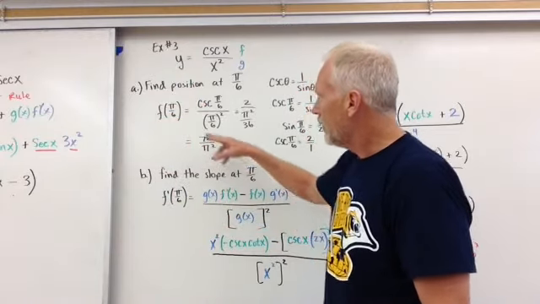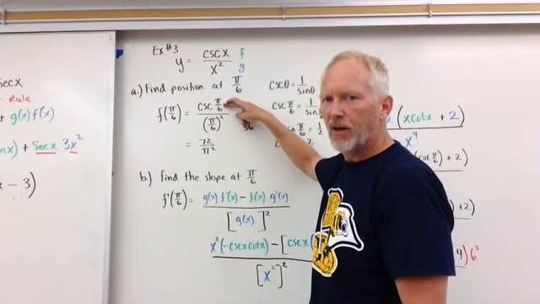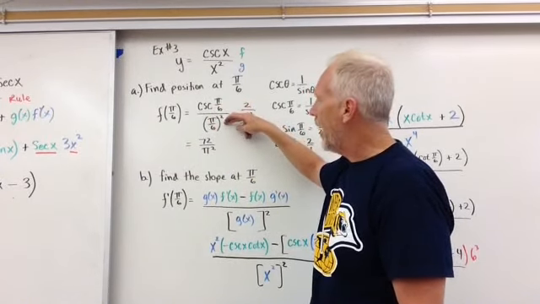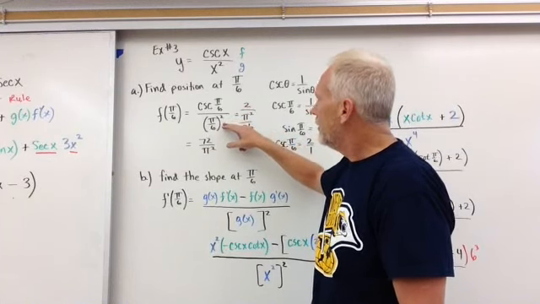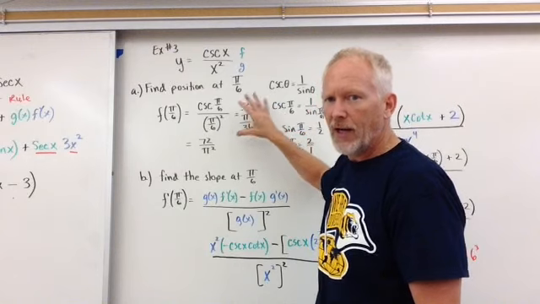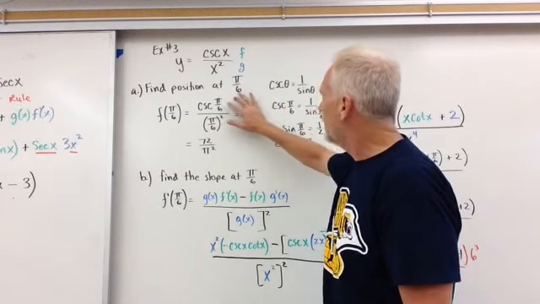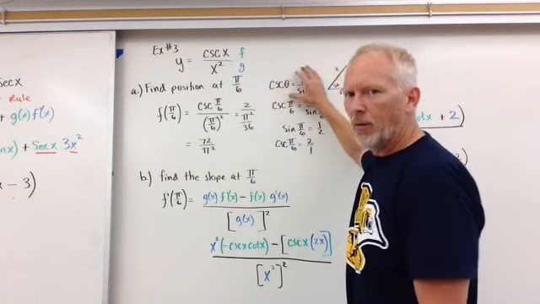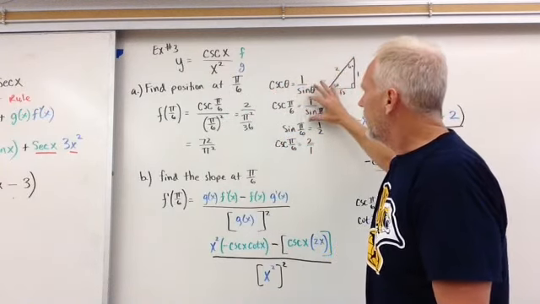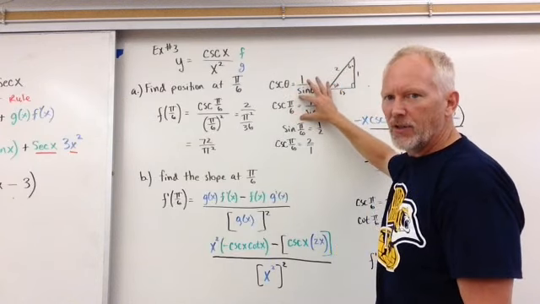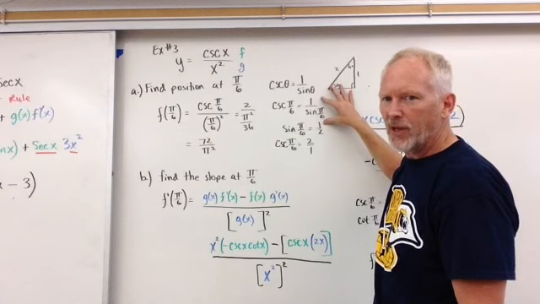So f of pi over 6, well, it's the cosecant of pi over 6 divided by pi over 6 squared. I haven't taken any derivatives. This is just the position now. So the cosecant, let's see, I'm going to come over here. Cosecant is 1 over sine. Cosecant of pi over 6 is 1 over sine of pi over 6.